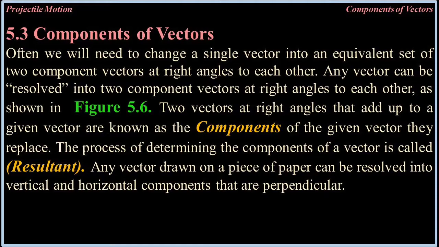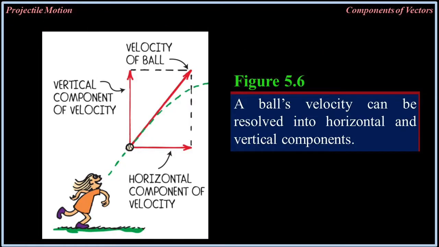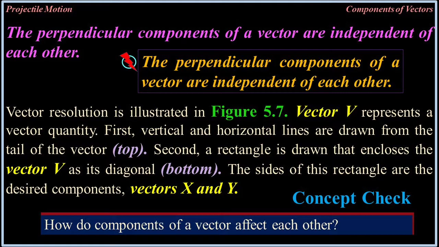The process of determining the components of a vector is called resolution. Any vector drawn on a piece of paper can be resolved into vertical and horizontal components of that particular vector, and this process is called resolution. Figure 5.6, a ball's velocity can be resolved into horizontal and vertical components. The perpendicular components of a vector are independent of each other. Vector resolution is illustrated in figure 5.7.